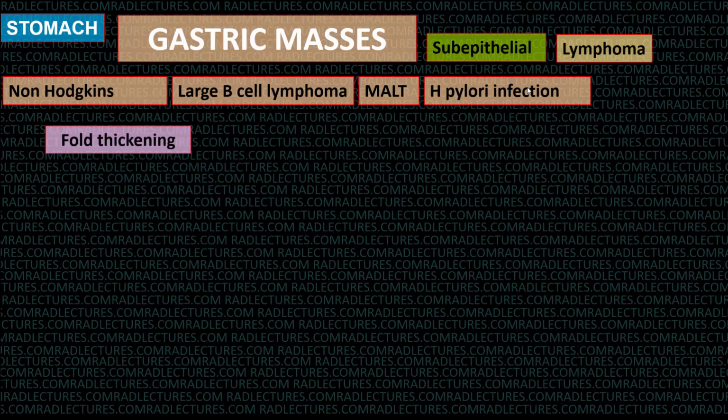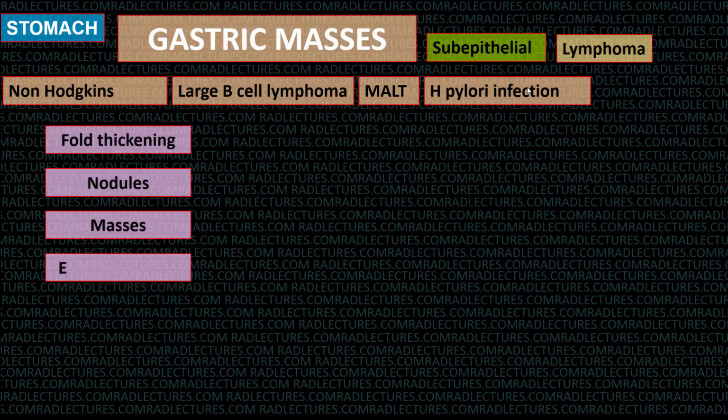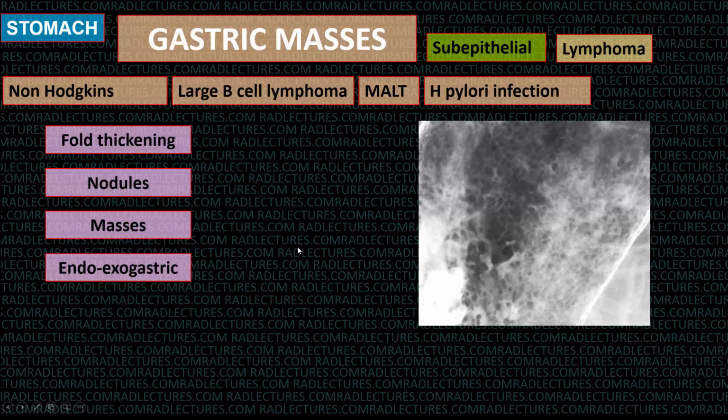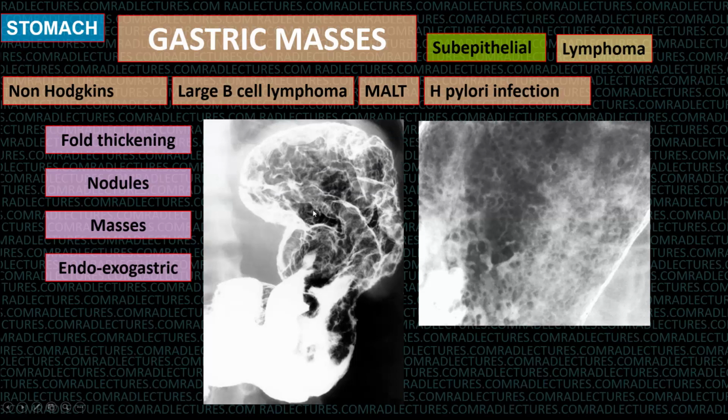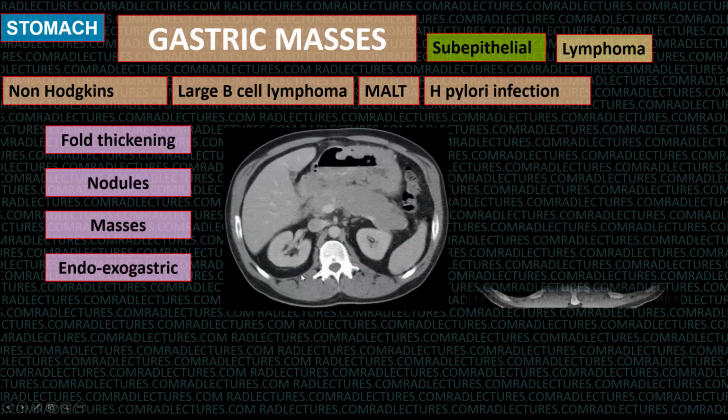Morphologically, lymphoma can appear as fold thickening and nodules. It can appear as a mass, which can be entirely within the stomach, or it can have an endoexogastric appearance, where there's a mass inside and outside the stomach. So you can see multiple nodules from lymphoma, which can be small, or they can be large, and there can be marked fold thickening. Again, there's a differential diagnosis for fold thickening, as I had told you before.